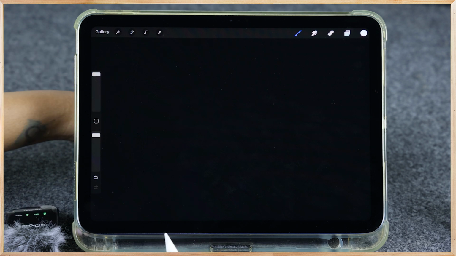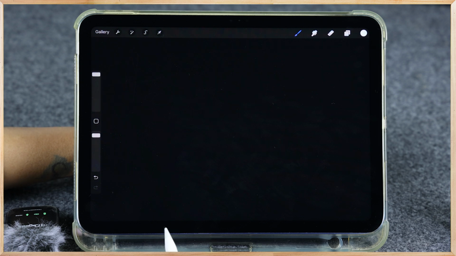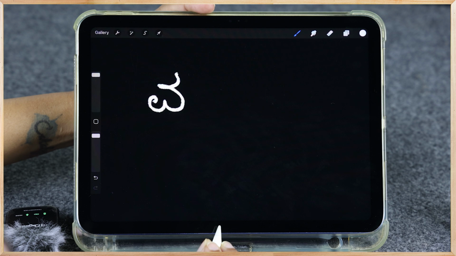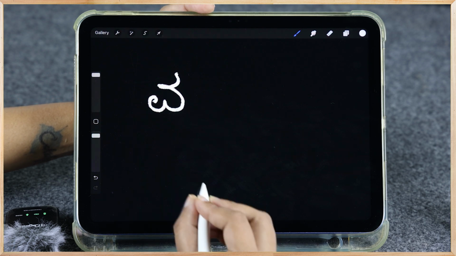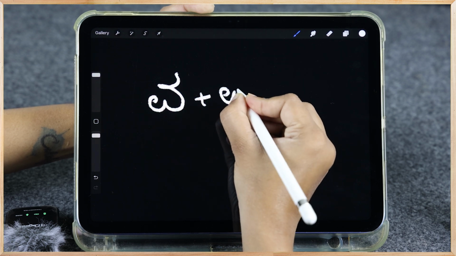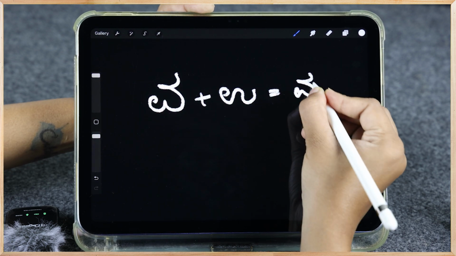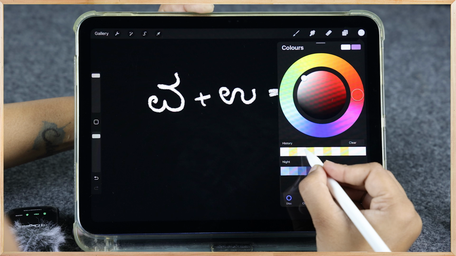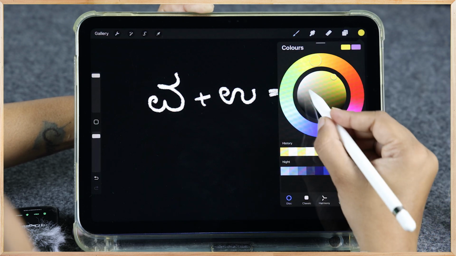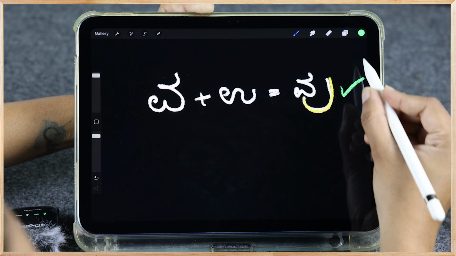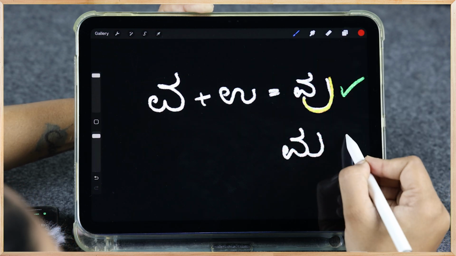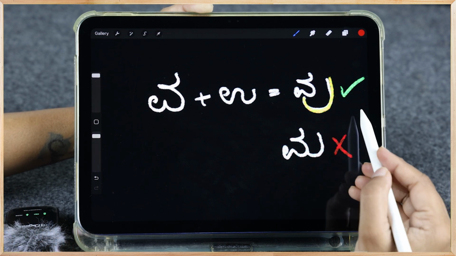The special feature of va is as follows. For the consonant va, the secondary symbols for vowels are added from below the letter. For example, va plus u is vu, where the secondary symbol is added from here. This is the right form. Please note that you will not write it like this. This is the wrong form.